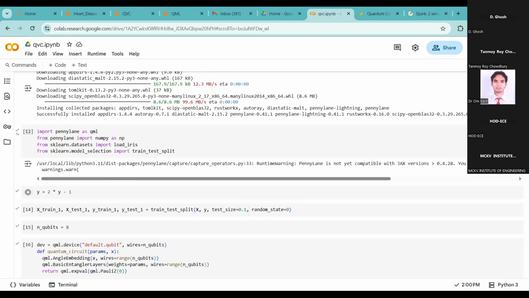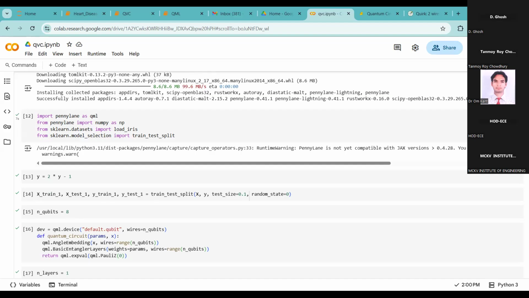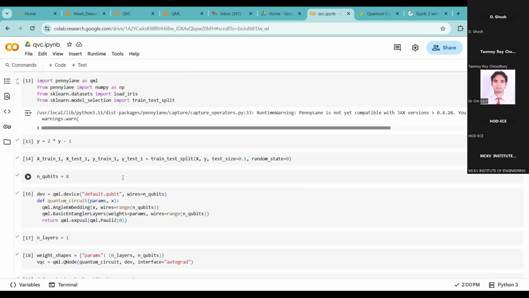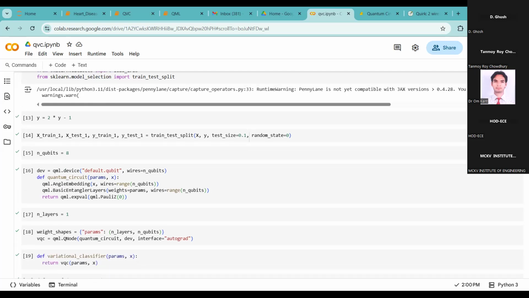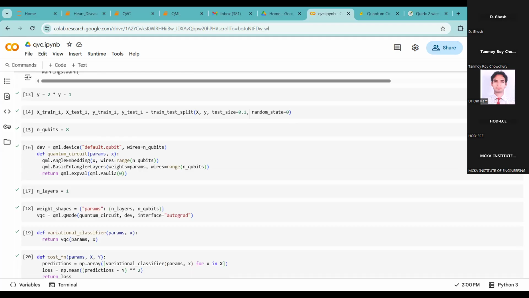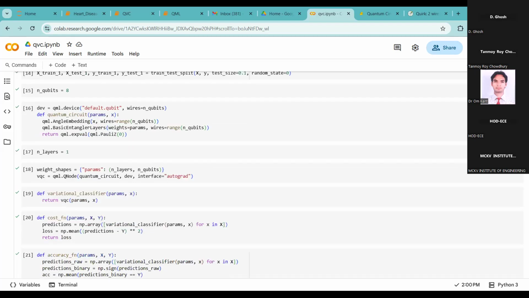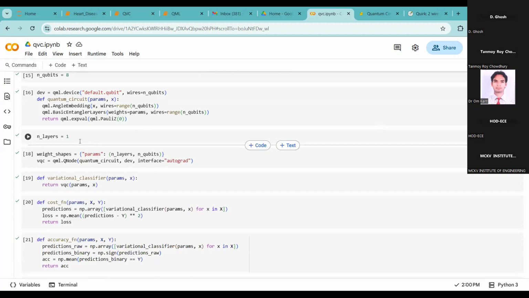Again, a test train split for PennyLane. Now, how many features am I using? If you look at the data set, some of the features I have omitted. I'm using 8 features. So there are 8 qubits I'm using. And this is the QML.device. Again, I told you, we need to attach the device, the circuit to the device. And this is my circuit. Number of layers is 1. What is number of layers in this case? Number of layers is how many times do I want to repeat my circuit? So I can repeat my circuit several times. So how many times do I want to repeat my circuit? I want to repeat my circuit only once. So this is what I have.